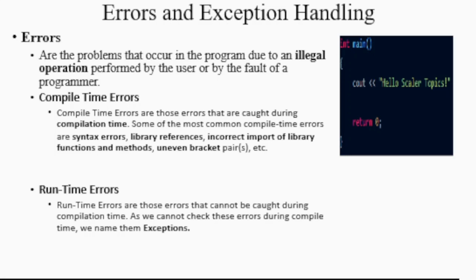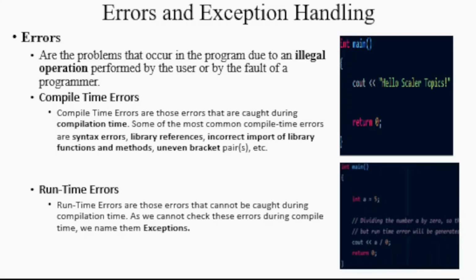So if someone asks you what is an exception: exceptions are those errors which cannot be caught during compilation time; rather, these errors arise in the program during runtime. For example, if you look at this, this is the main function, and int a is equal to 5, and then we write a cout statement that a divided by 0. There is no error in this program when compiled, but when we execute it, a runtime error will occur, because we can't divide anything by 0.